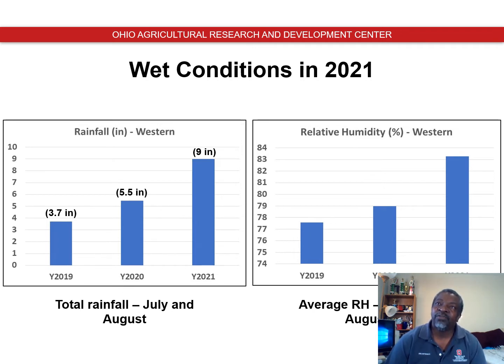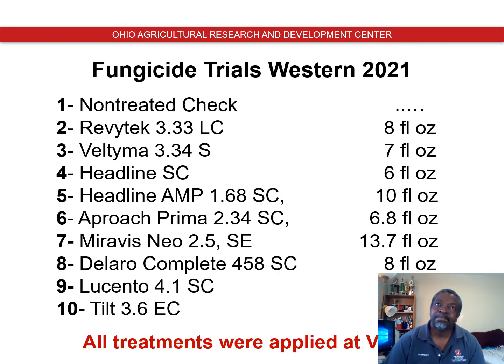If you look at relative humidity on the right, it pretty much coincides. Once you've got lots of rainfall, you've got high relative humidity. And again, the average high relative humidity was higher in 2021 than in 2020 or 2019. The four diseases I mentioned on the previous slides are all driven by wet conditions, and that explains why we saw more disease in 2021 than in 2020 or 2019.